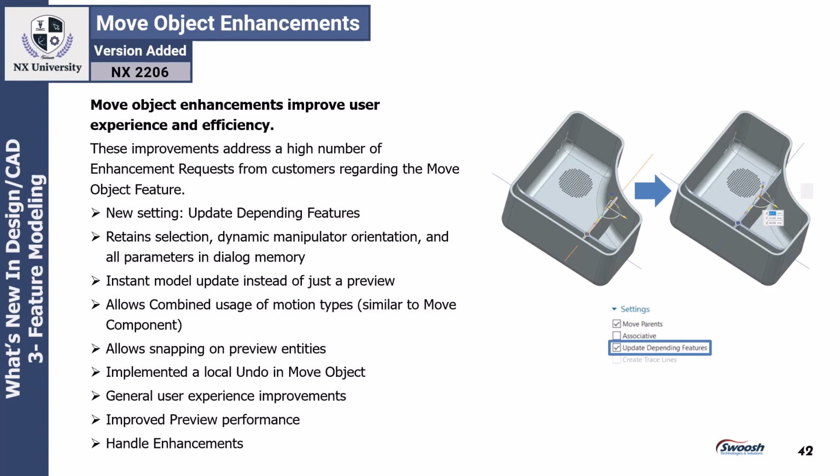There is also the capability to allow snapping on preview entities. Implemented a local undo inside the move object command. The general user experience here is greatly improved with these enhancements. Also, there's an improved preview performance, so when you are moving that geometry, it will be more efficient and there'll be improved performance inside the software. And finally, there are also enhancements to the handle controls when you're working with the move functionality here.